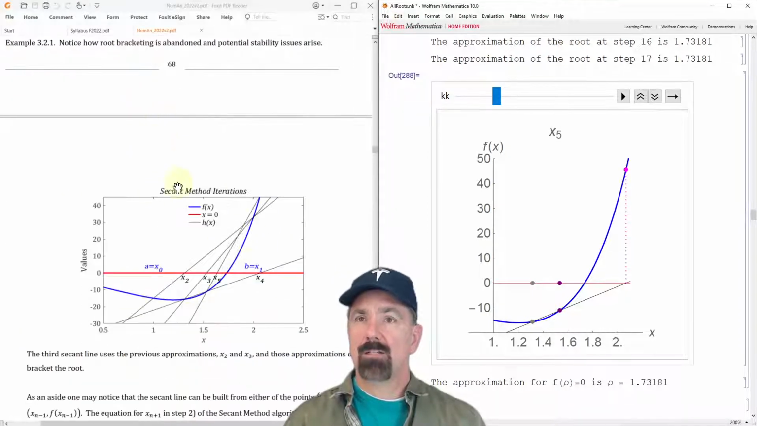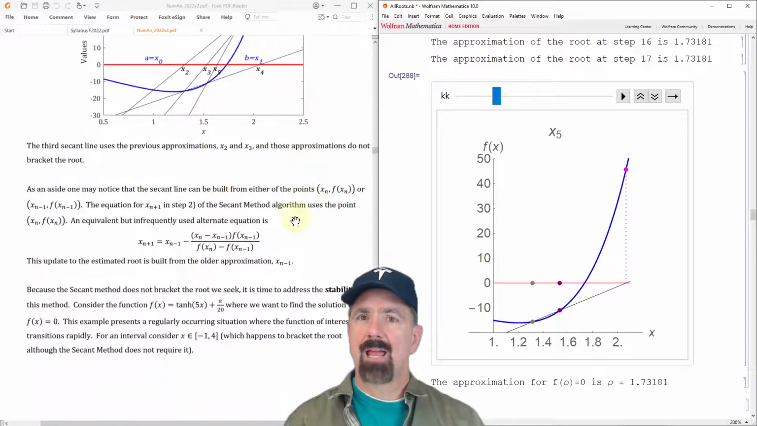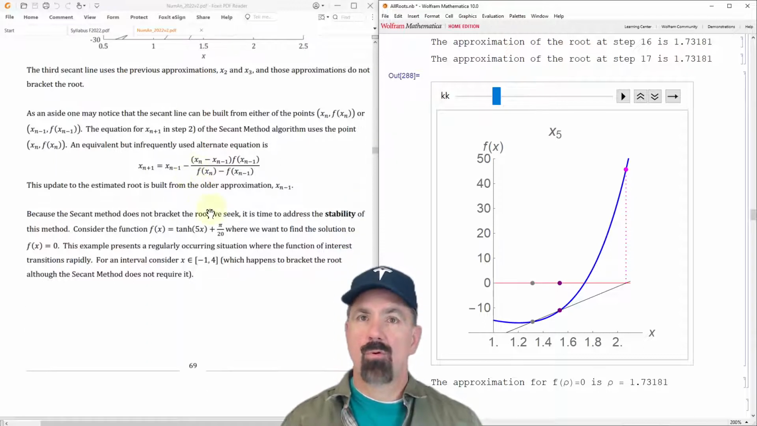So that's really the idea. That's this conversation right here. You can see the line, which is drawn right here, which is the same one we have. And there's more discussion about this. So this brings up the point about stability.